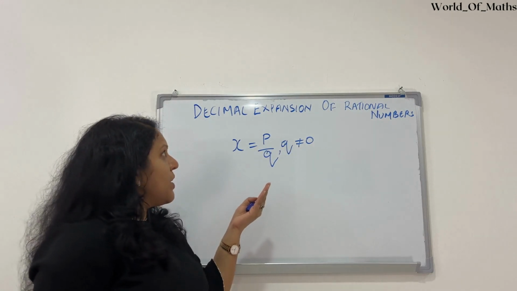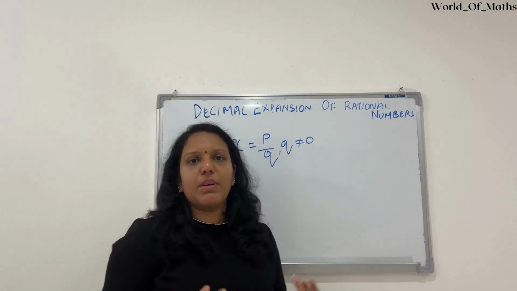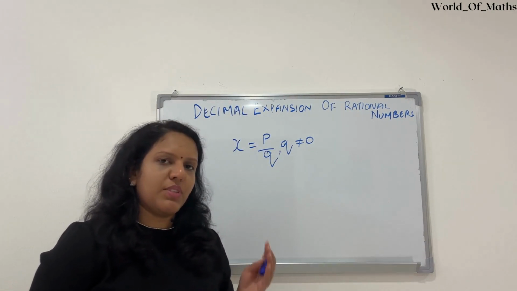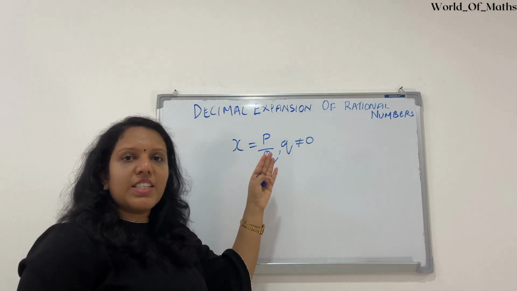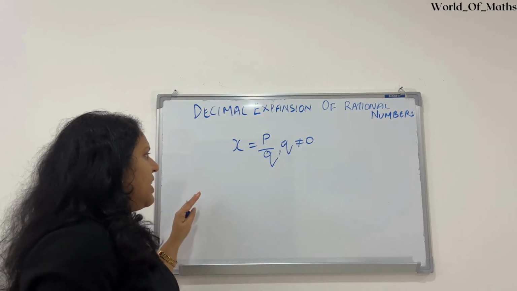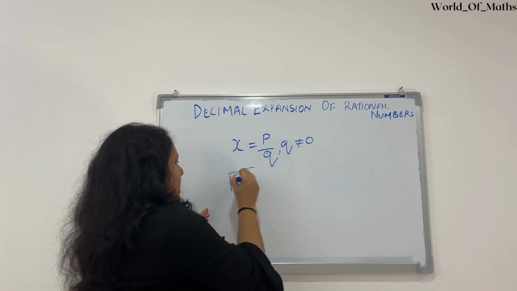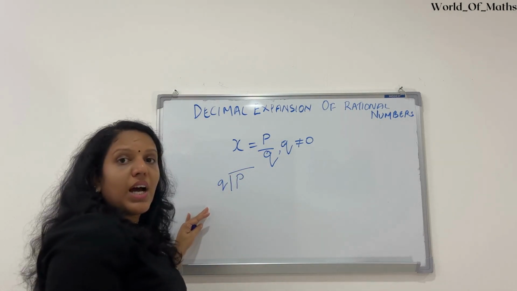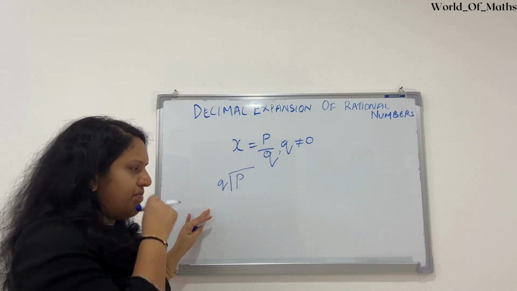Now, how will we find the decimal expansion of this rational number? What is the method to find it? To find the decimal expansion, we just need to divide the numerator by the denominator. Here, the numerator is p. p divided by q will give you the decimal expansion of that rational number.